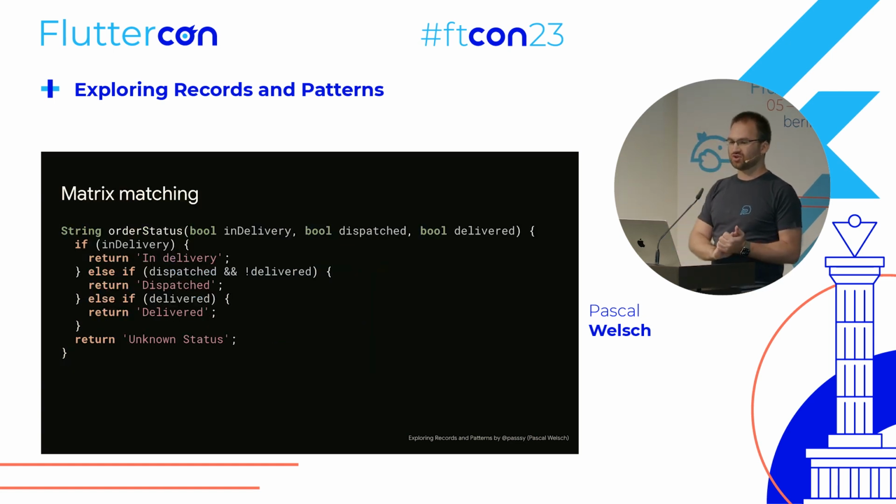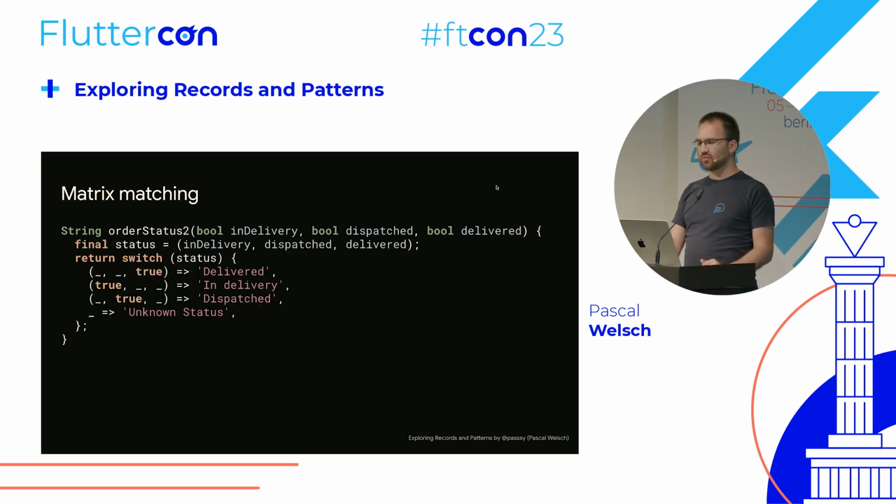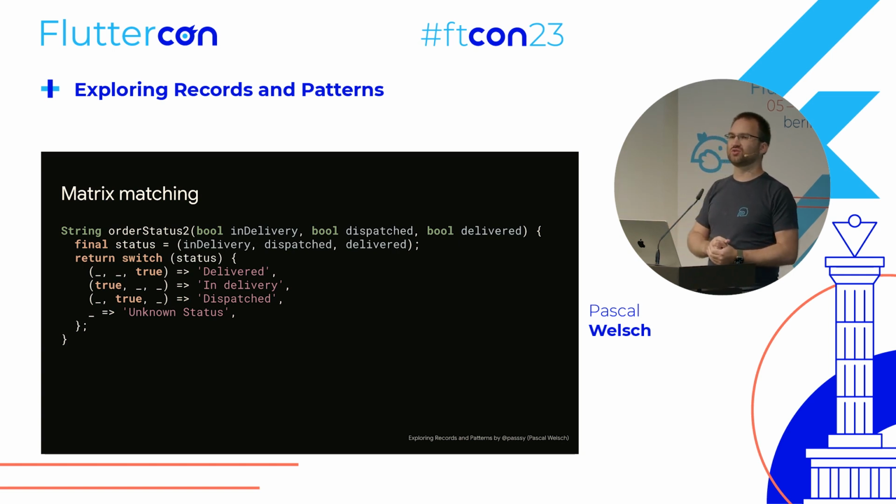The last thing I want to show you is matrix matching, and this is something that can be very handy if you have a lot of Boolean parameters, and sometimes they are not valid because of some other Boolean parameters and you have to check them. What you can do is create a record of all those Boolean parameters and then match those Boolean parameters. And if you do, you make sure that you are not leaving out any case.